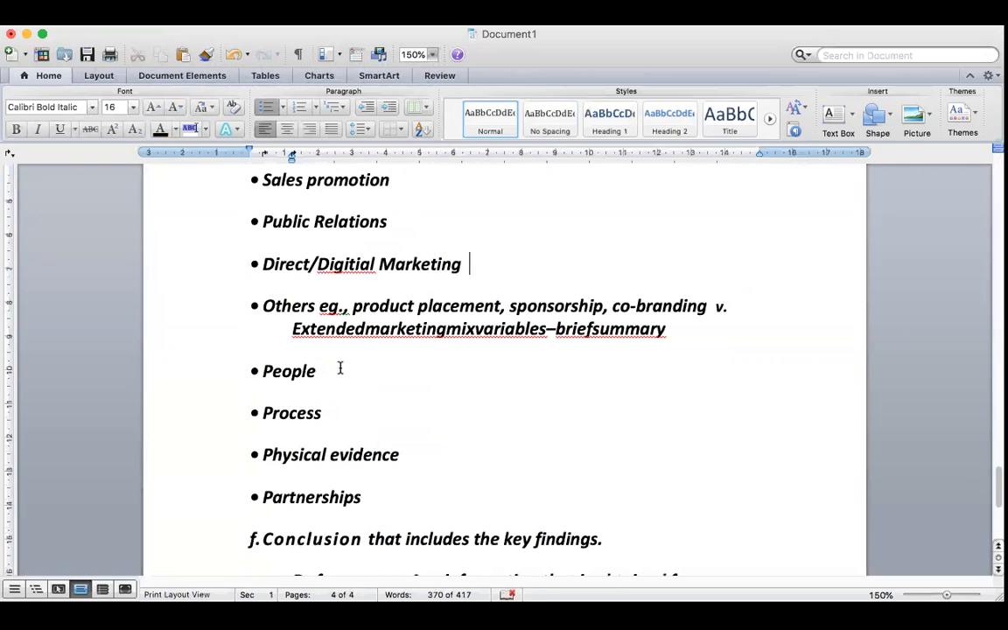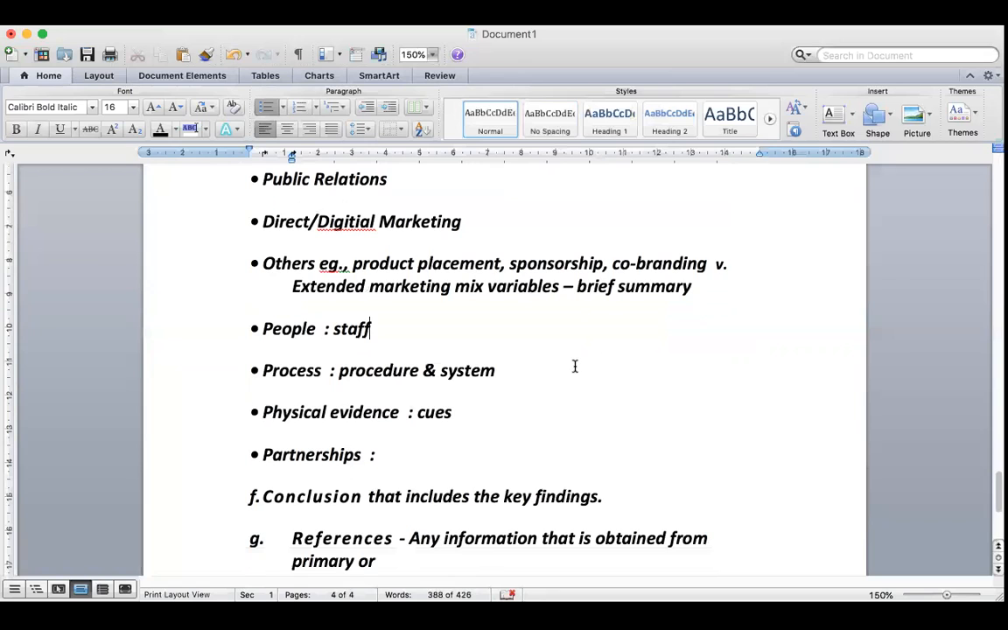And then people, which is basically about the staff who are involved in the service delivery. Process, which is about the procedure and system to provide the customers with service. Physical evidence, which is about the tangible and intangible cues to symbolize the service offered to the customers. And partnership: who are the partners that you work with to deliver the service for the customers? That includes your resellers and suppliers, so anybody involved in your service delivery.